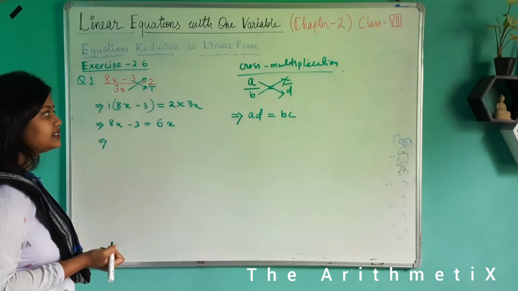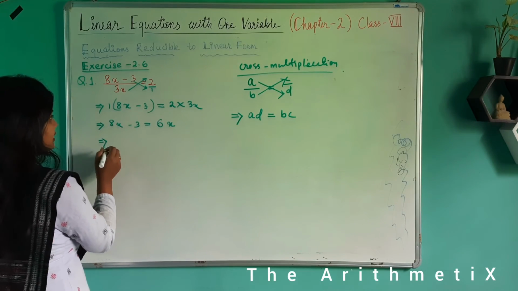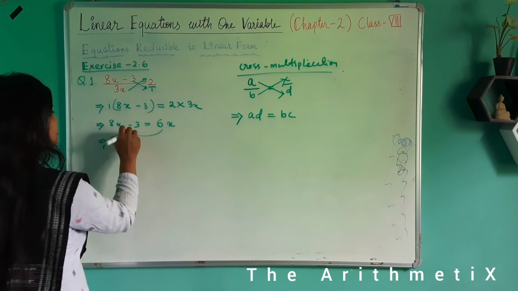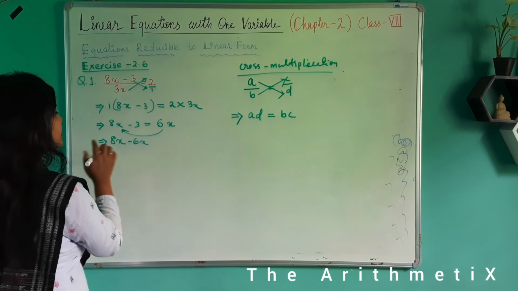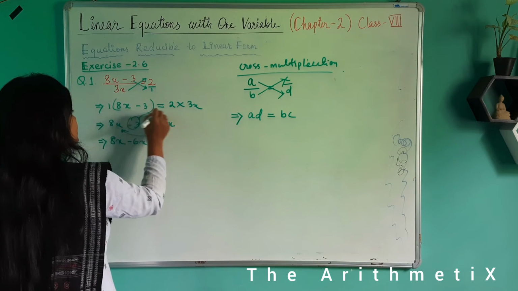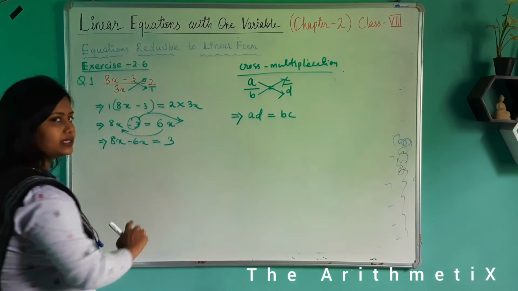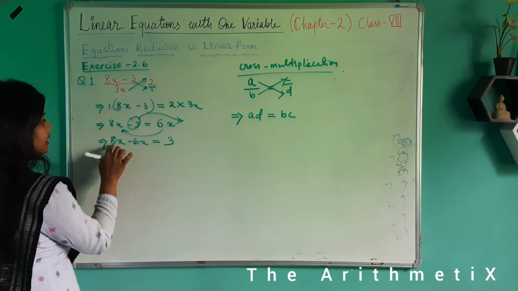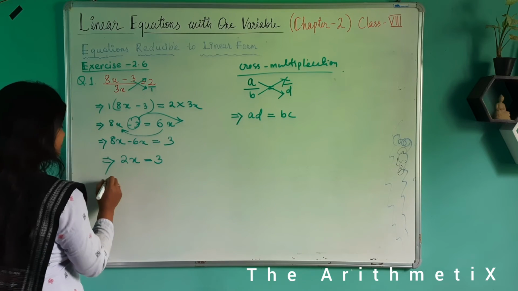Now rearrange the numbers, the terms. 6x will be transposed to LHS. So it is 8x minus 6x. It was positive and became negative after transposing the term, equals minus 3 is to be transposed to RHS. Negative will be positive. 8x minus 6x, 8 minus 6 is 2, so it is 2x equals 3.